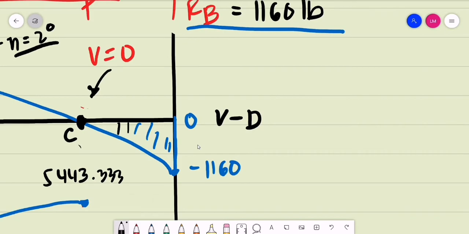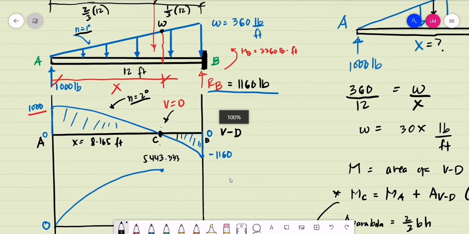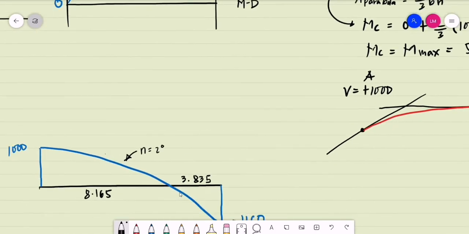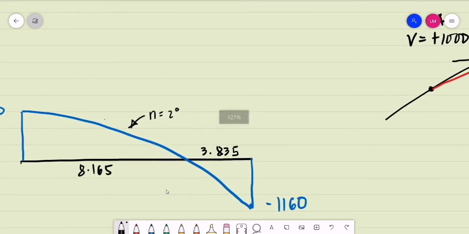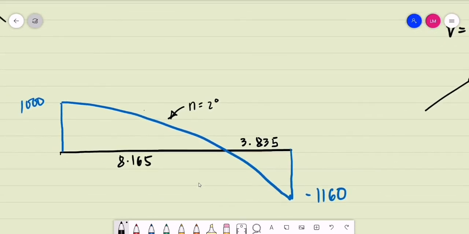So we have this segment from point C to point B. Let's have another figure for this one, for our shear diagram. So we have our shear diagram. On the left end, this is point A. So we have point C. We are able to compute that as 8.165. 12 minus 8.165 is 3.835. We are looking for the area of this shear diagram, the negative area. And this is point B.